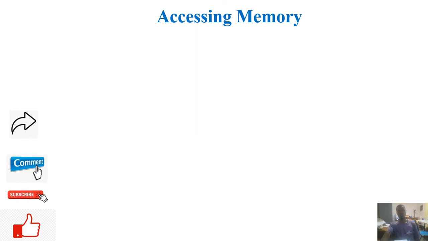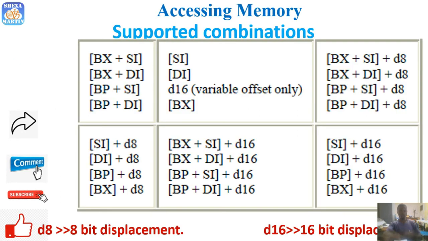Right. Let's now look at some illustrations on how to remember all the combinations. Some might be saying, oh, all these combinations. Let me show you the combinations. These are the combinations that we are talking about. You need to know all of them, but it's easy to remember because bx and bp don't work together, si and di don't work together. But you can combine a base register and an index register, and then you may add an 8-bit displacement, or a 16-bit displacement. You choose whatever you want.